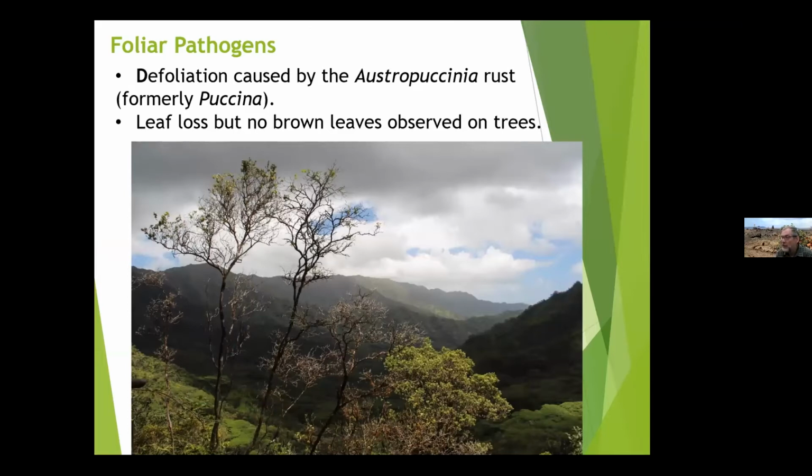This is, and there's a number of foliar pathogens. And one of the things I really would like you to take away from this is that there are pathogens that attack the leaves or pathogens that attack the wood, the sapwood of the tree, and their symptoms are going to be very different. So Austropuccinia rust arrived here in 2005, was first diagnosed on ohia seedlings.